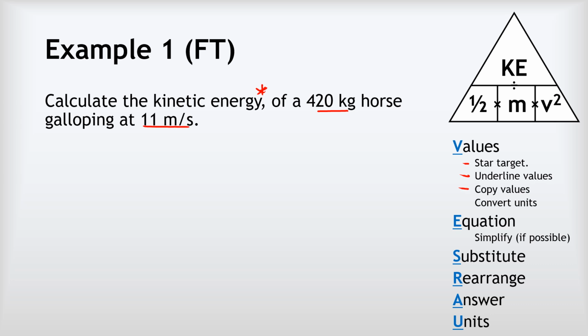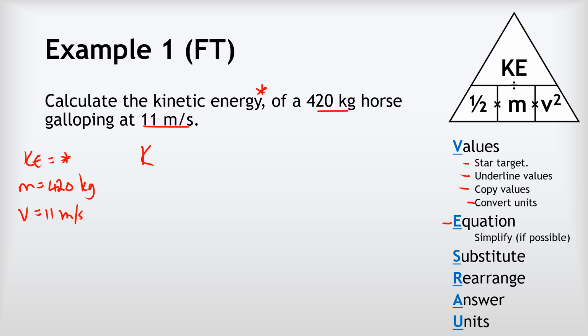Let's copy out the values. So we're going to say KE equals, I'll put a star there because that's what we're trying to find out. m, the mass, is 420 kilograms, and v, the velocity, is 11 meters per second. Now, we don't need to convert any units because we've got kilograms and meters per second, which is the appropriate units already. So next, we go for our equation.